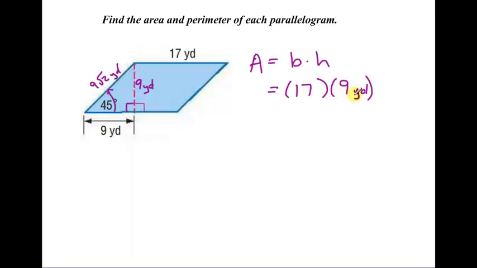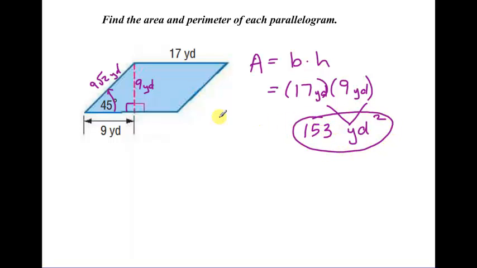And remember, these are yards times yards. I won't do this every time, but I think it's good to do it a couple of times. Yards times yards gives me square yards. That's my unit. And then, of course, 17 times 9. We need to get that. We have 153 square yards of area.